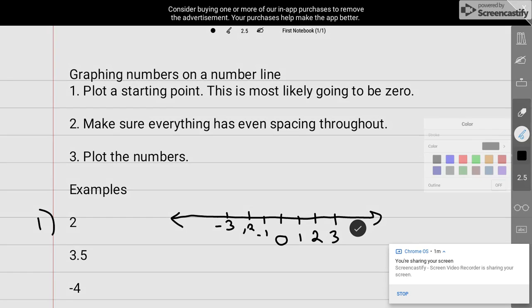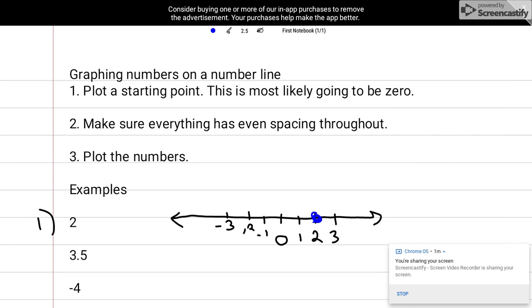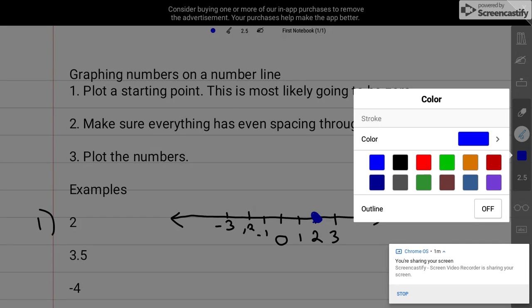Let's change colors. Let's go to blue. Here I am at 2, and I'm going to color in the entire circle and plot it right on the line, and there is my number plotted. Let's try the next one.